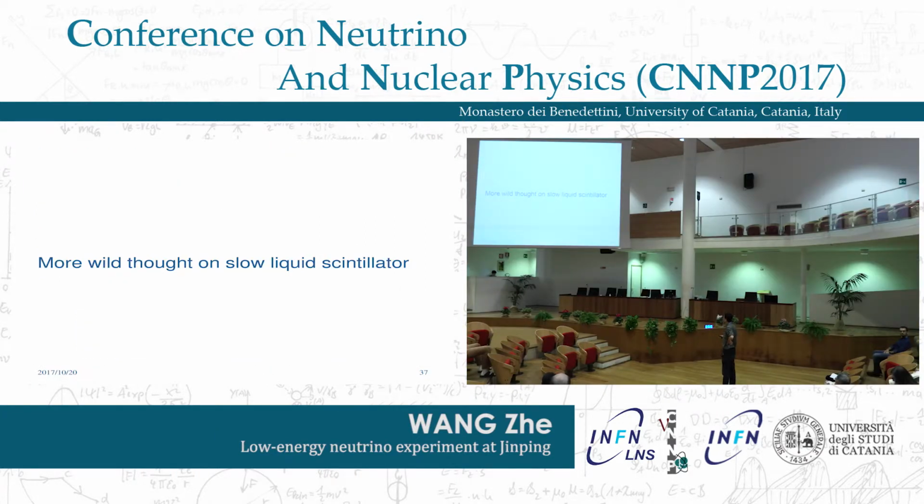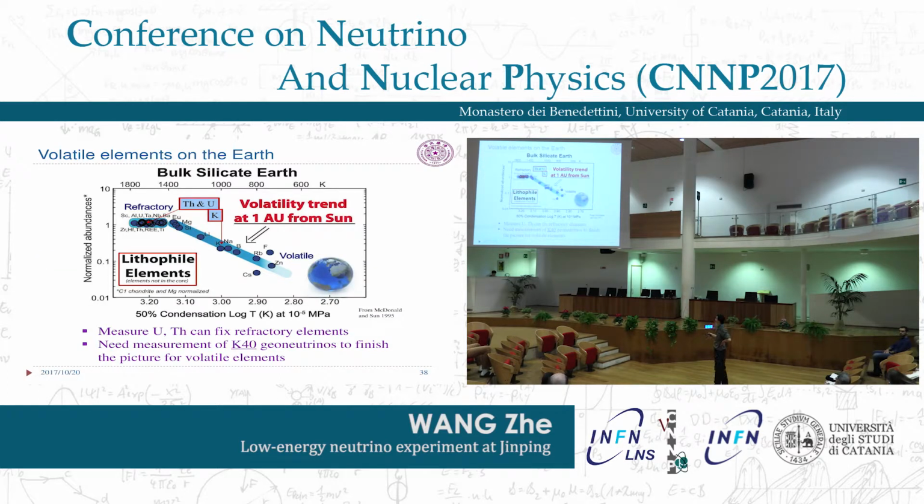At the end, I'm going to say something about some more wild thoughts about using this slow liquid scintillator, about volatile elements on Earth. We have many elements. Some elements are refractory, that means they are easily lithophile elements, easily attached to rock, like uranium and thorium. But there is another group of elements. They are volatile, like potassium. They do not easily stay.